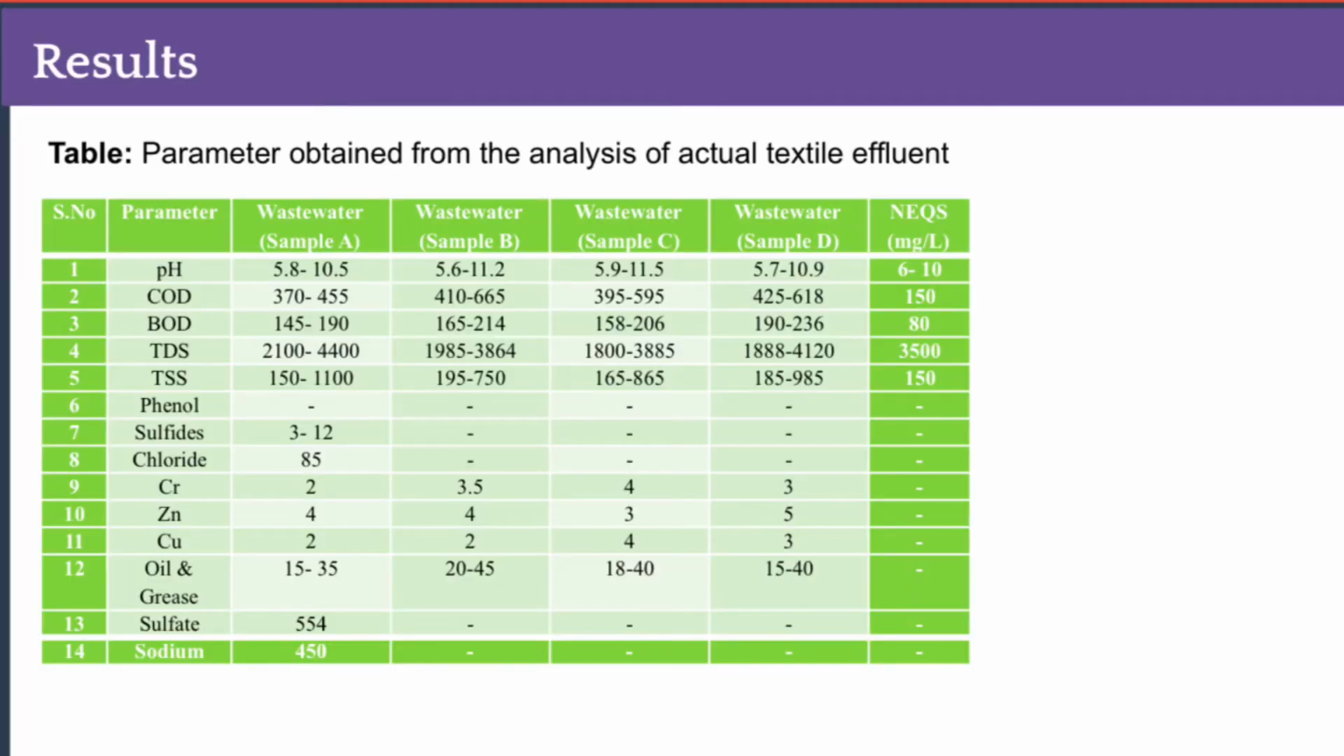This table represents the complete picture obtained from the textile wastewater sample analysis. The most frightening values are for COD, BOD, and heavy metals such as chromium, copper, and zinc that cause a real threat to the environment.